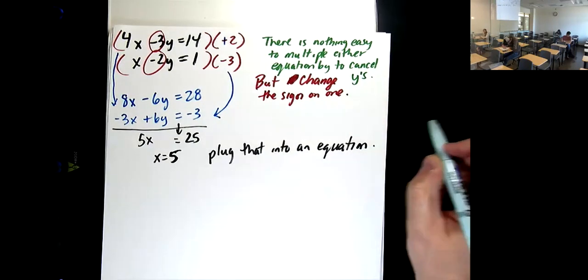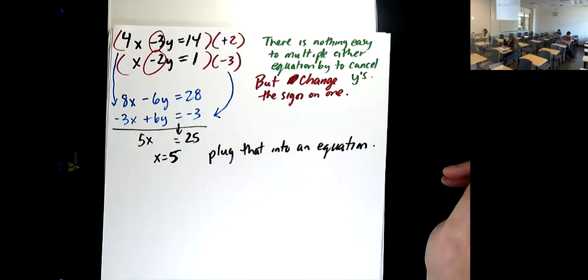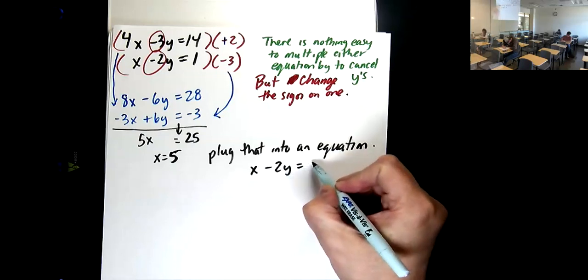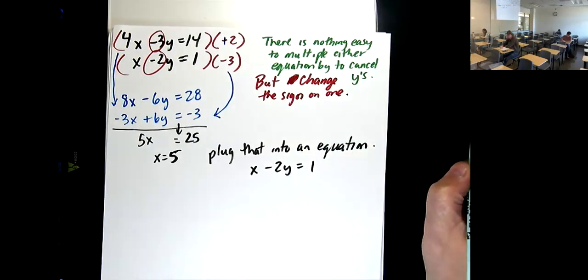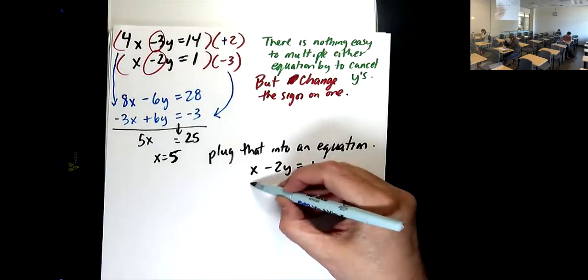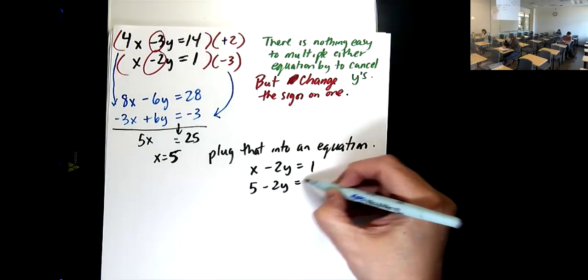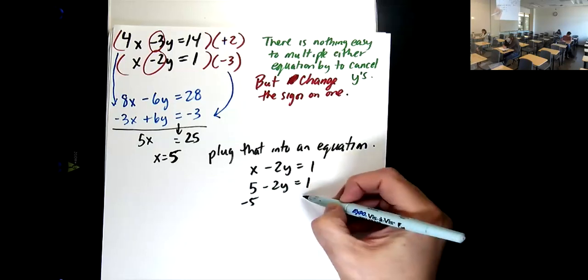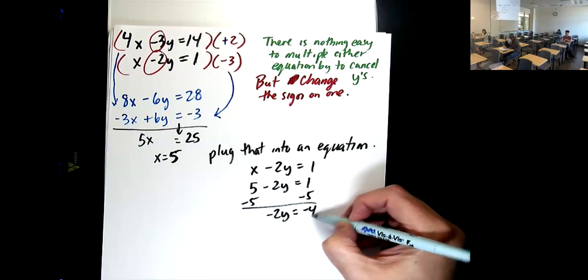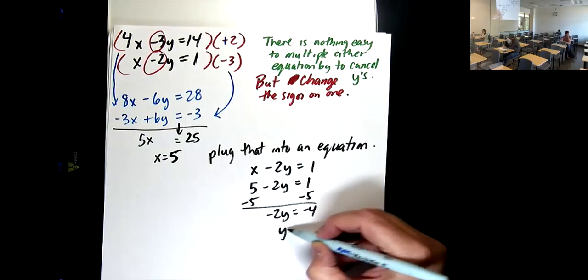You can pick either one, but I think the one that has the least amount of work is the one you should use. I like doing that in the x minus 2y equals 1. All the coefficients are small. There's not a lot of work going on here. So 5 minus 2y equals 1. -2y equals -4. And y equals 2.